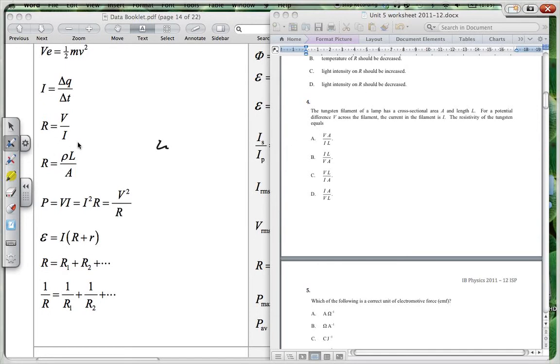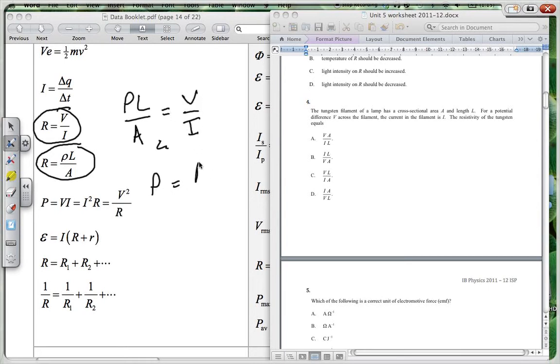Now we basically got this formula over here, and this other formula over here. R is equal to rho L over A, and it's also equal to V over I. So rho is therefore going to equal AV, and this A is the area, over LI. So let's have a look which one. It looks like this one, VA over IL. So it's going to be that one over there.